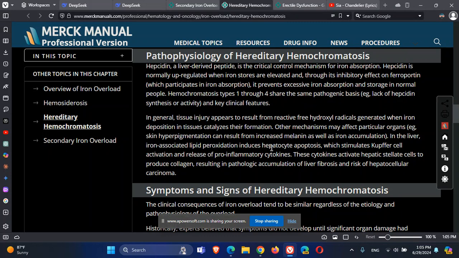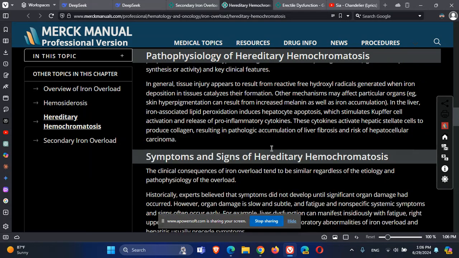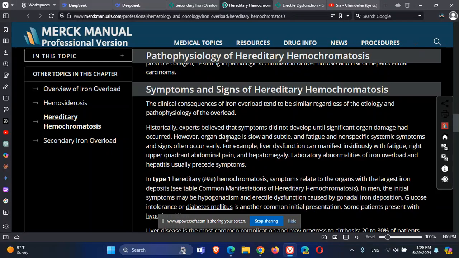So hypogonadism, which is a hypogonadotrophic hypogonadism, because it damages the pituitary. It can also cause erectile dysfunction. Again, hormonal, neuronal damage. We'll see it. Okay, here are the symptoms and signs.